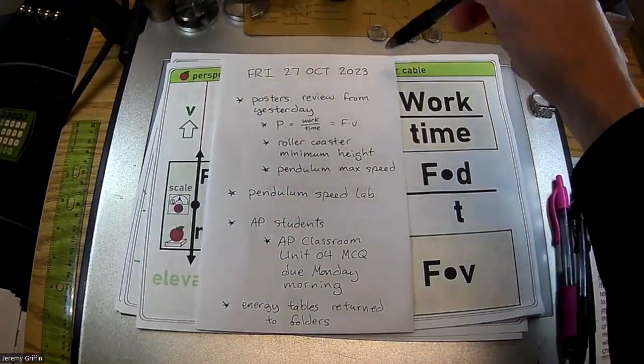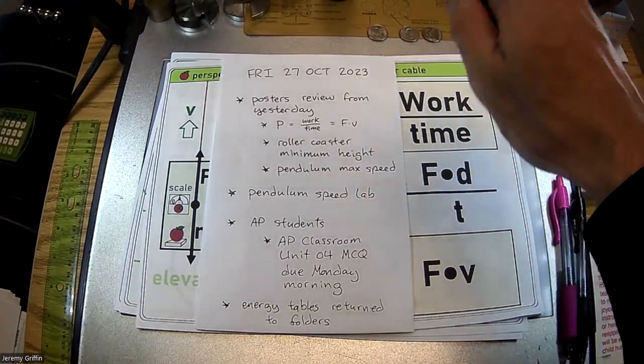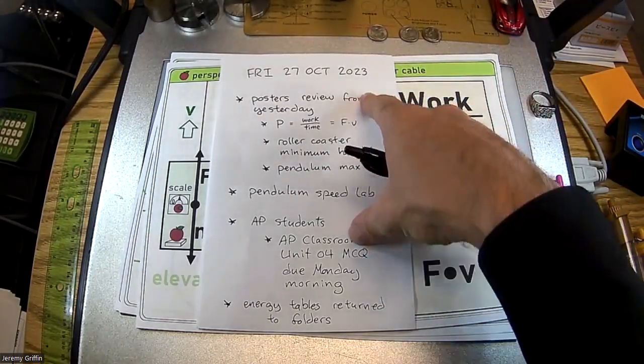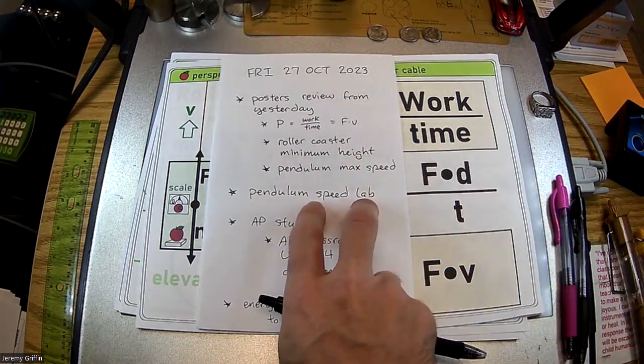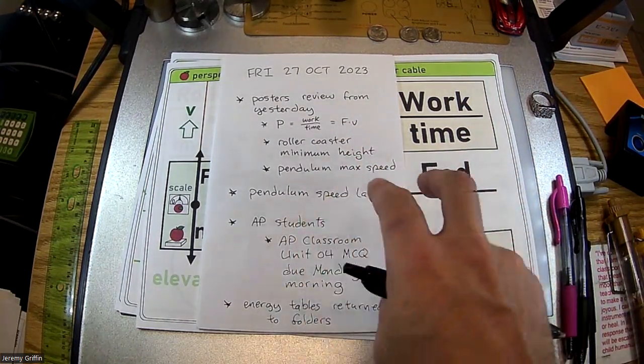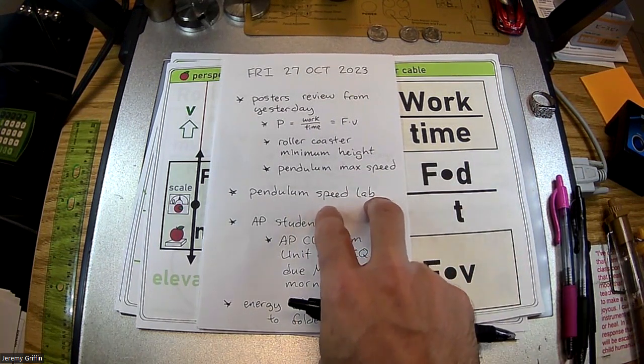Welcome to Friday, October 27th. So we're going to do a few review things from yesterday. Take us probably 5 or 10 minutes. Main thing today is going to be this Pendulum Speed Lab where we're getting towards the end of class yesterday.